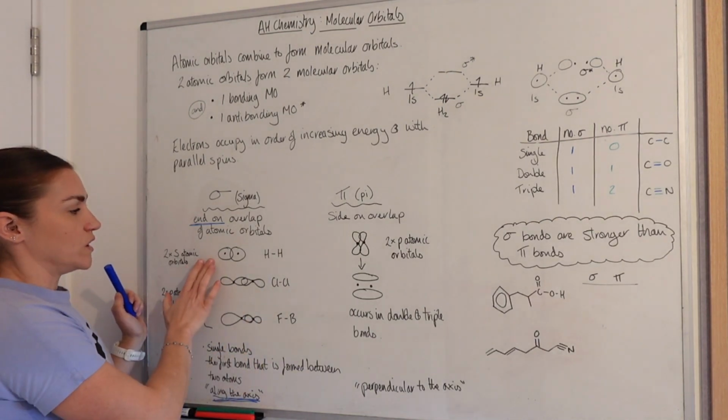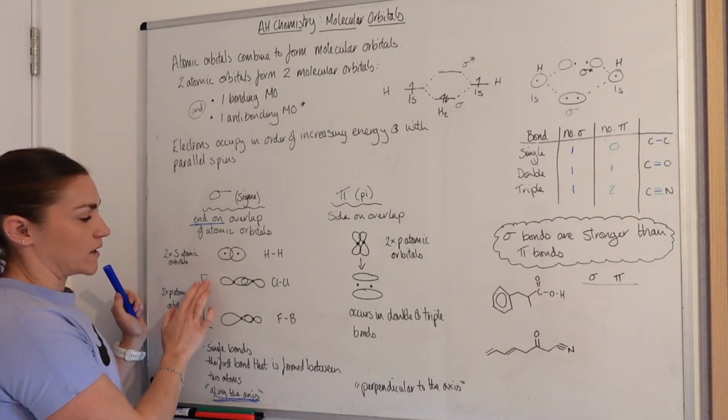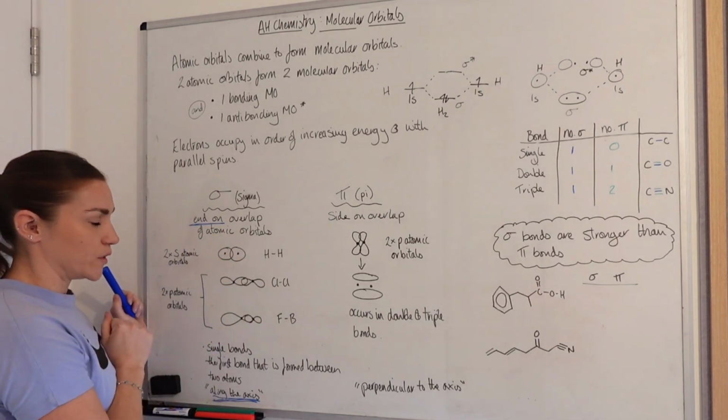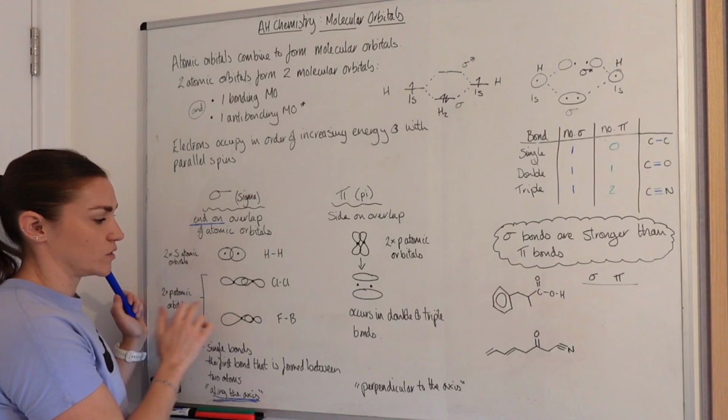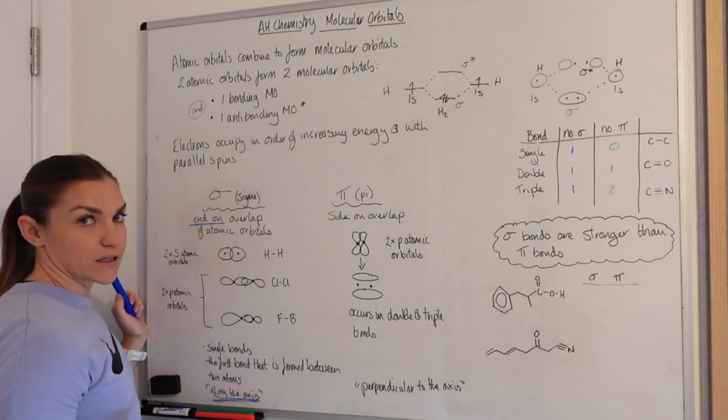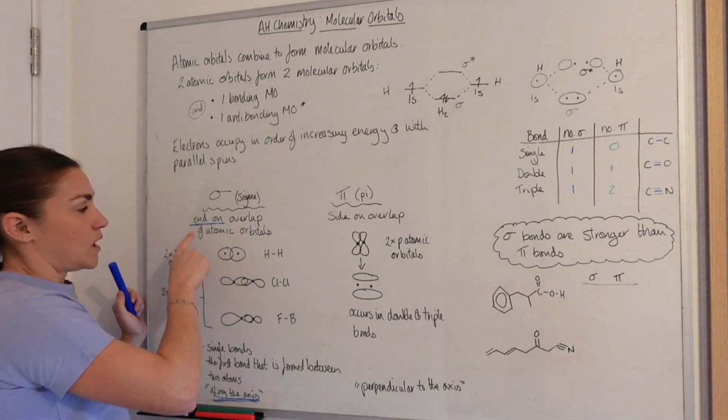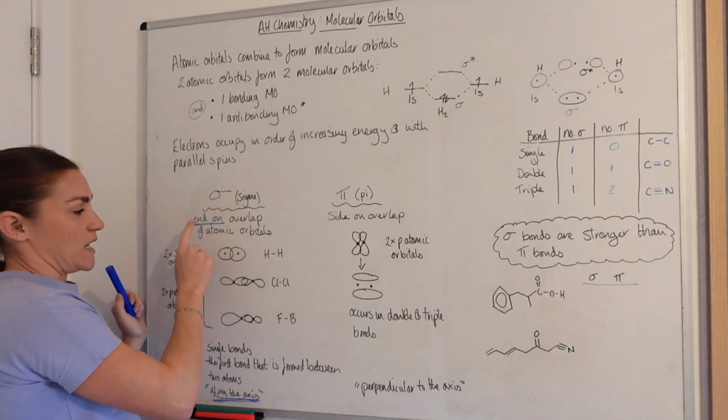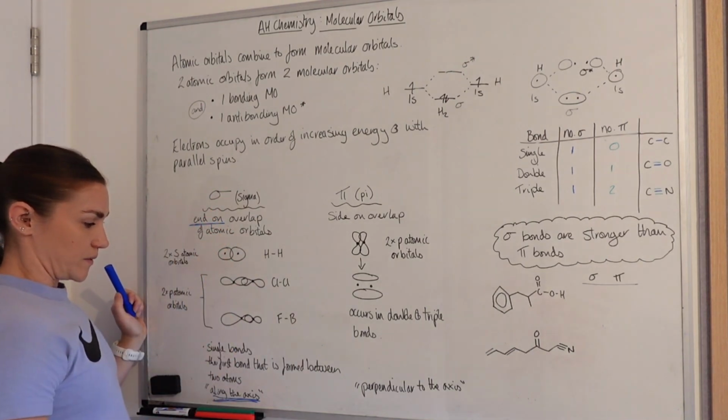All you really need to know is what a diagram of the end-on overlap looks like for these two types of orbitals. Don't worry about the d, you're not going to be asked about sigma bonds and d orbitals. So sigma bonds, end-on overlap, and these are what the overlaps look like.